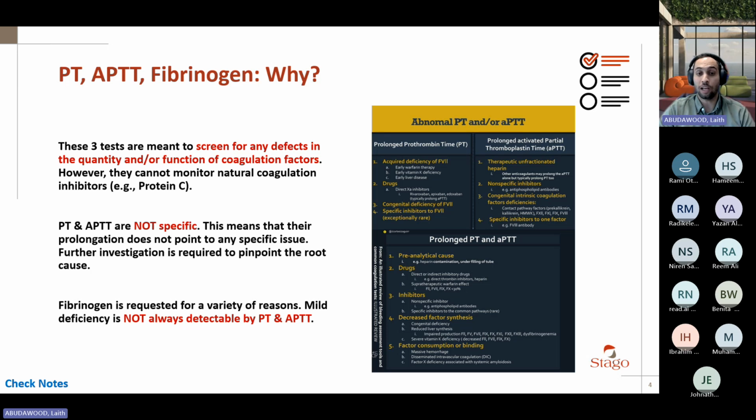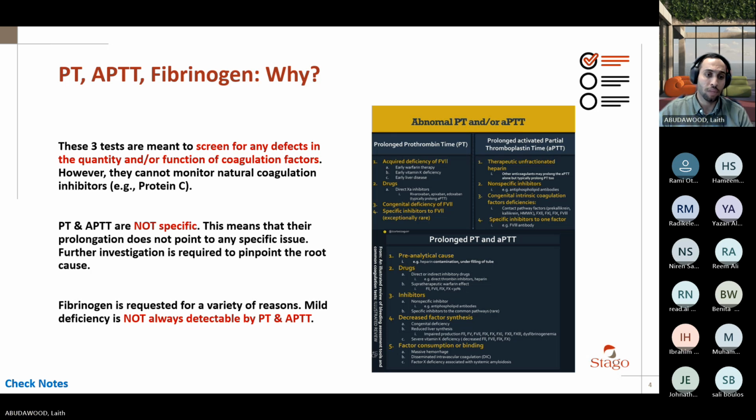However, when PT or APTT are abnormal, this does not indicate any specific problem, because so many things, as you can see in this list to the right, can cause a prolongation in PT and APTT. But when PT is prolonged or APTT is prolonged, you can never pinpoint the exact problem. You need to investigate further. So PT and APTT are just meant for screening. If they are normal, that's good. You're okay. If they're abnormal, we really don't know what's going on. So that's what I mean by not specific. When they are prolonged, we cannot really pinpoint a single issue.